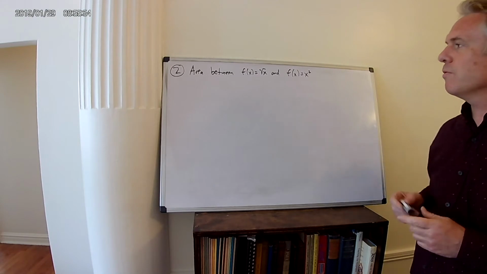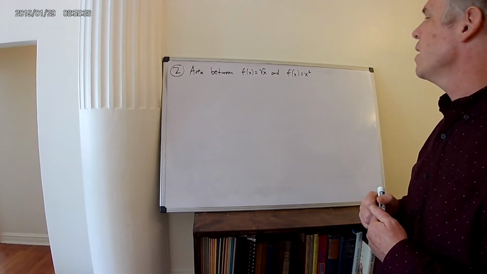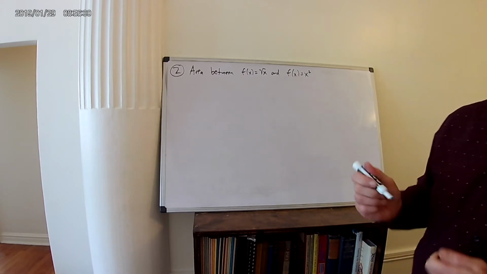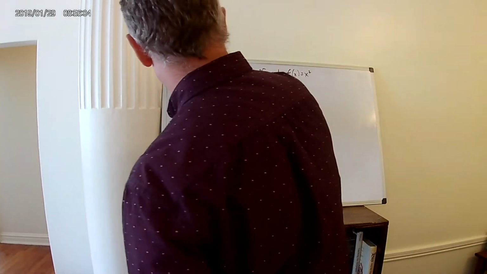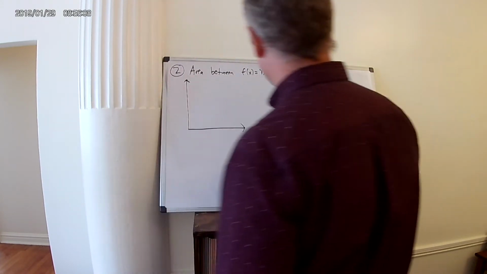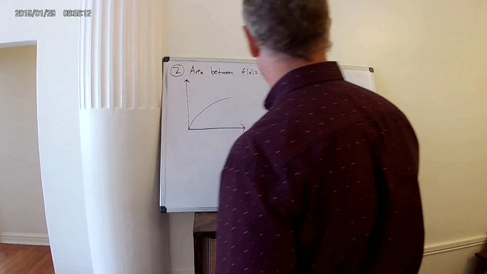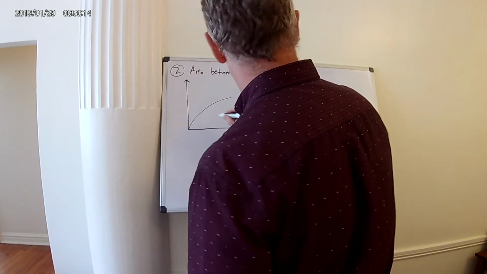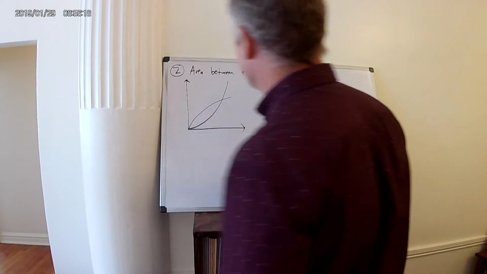The first problem is calculating the area between the 2 curves f of x equals square root of x and f of x equals x squared. As I said before, a good idea here is to first make a rough graph of these 2 functions. So let's do that. The square root function looks something like this. It's a function that has a gradually decreasing slope. And then f of x equals x squared is a parabola with an increasing slope.